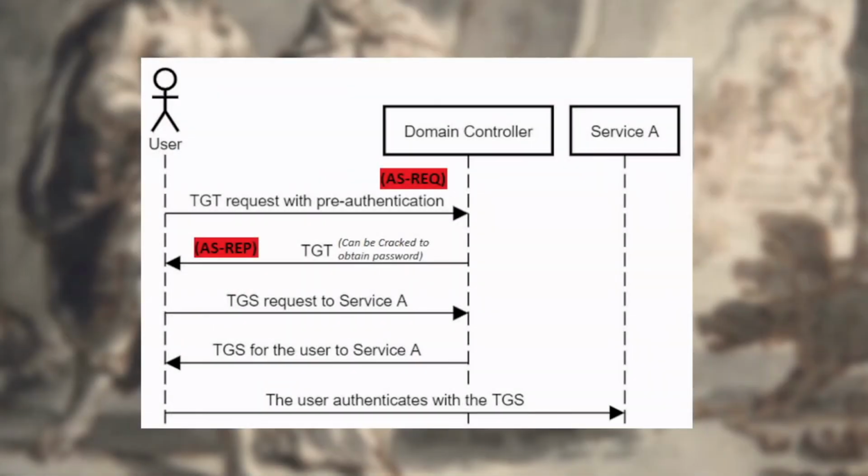This video will be a quick overview on AS-REP roasting, and we'll go through the attack process using Impacket on Kali and Rubeus on Windows. In summary, AS-REP roasting abuses a feature of Kerberos authentication when pre-authentication is disabled for a domain user.